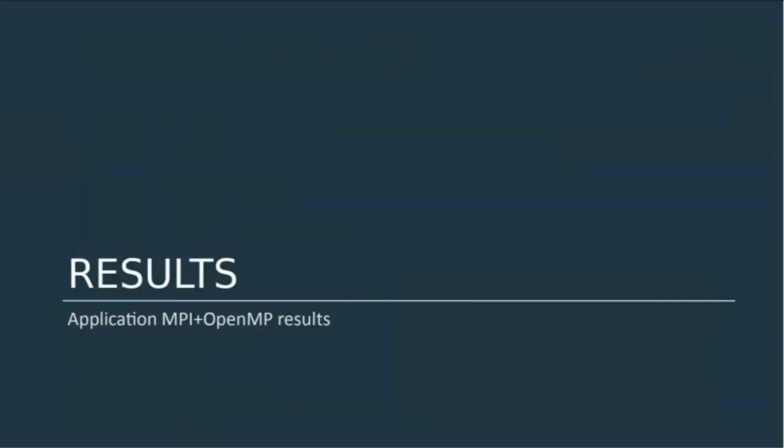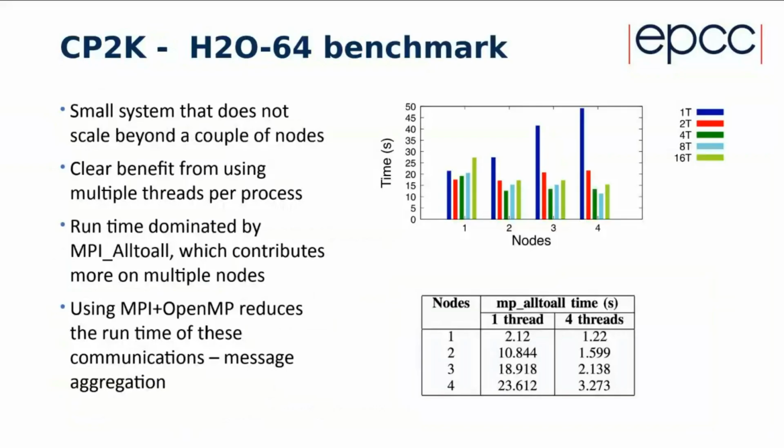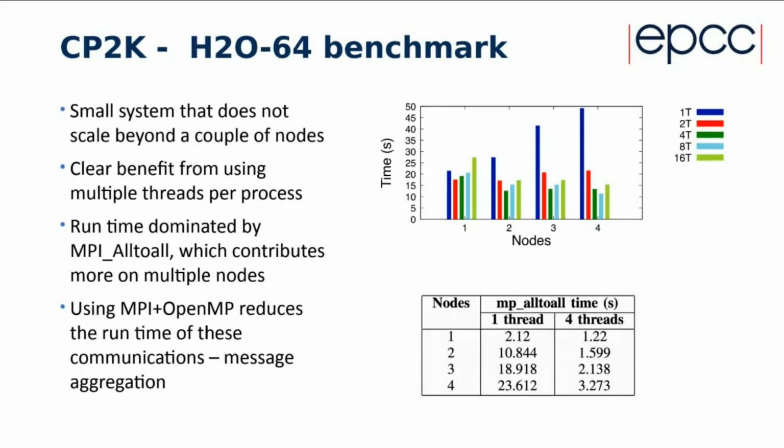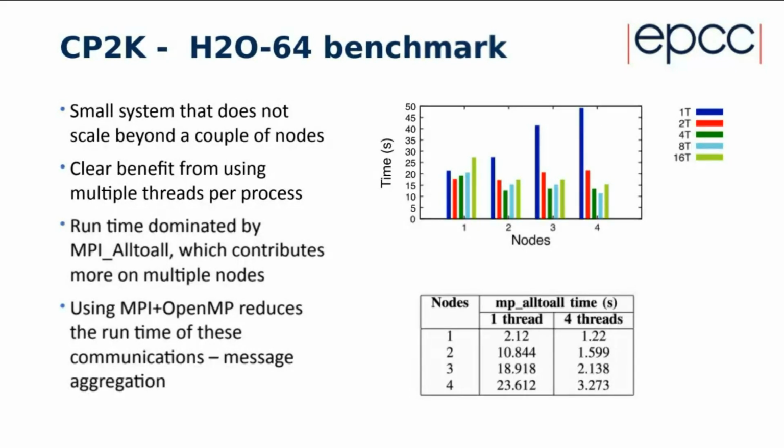Okay, so here are the results. These are the results for the CP2K, the small water benchmark. This is a very small system and it doesn't scale very well, possibly not even beyond a node. But you can see here in this graph of the runtime versus nodes, the benefit of using multiple threads per process. So in this case, even on one node, using 2 threads per process gives a much faster runtime than a single thread. And this trend is followed as you scale out.